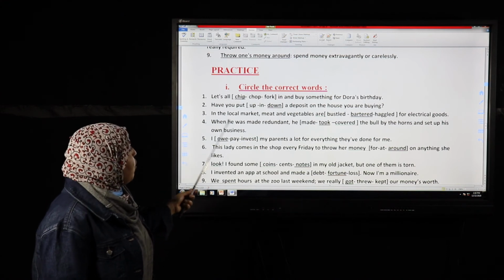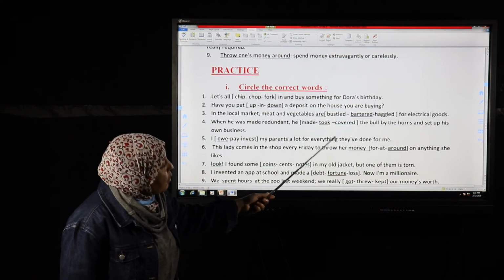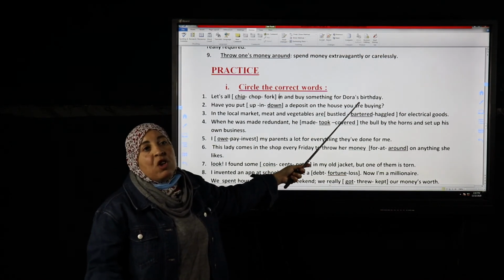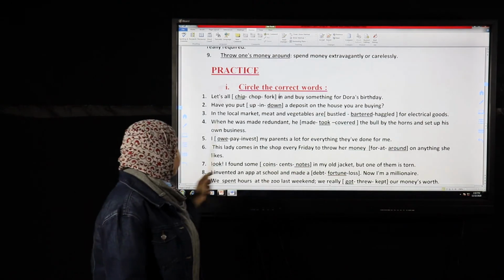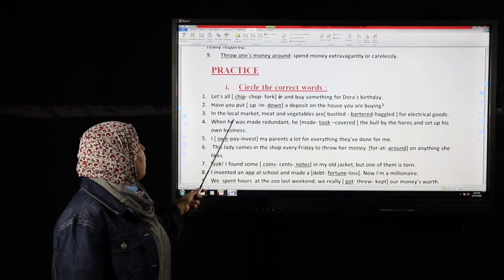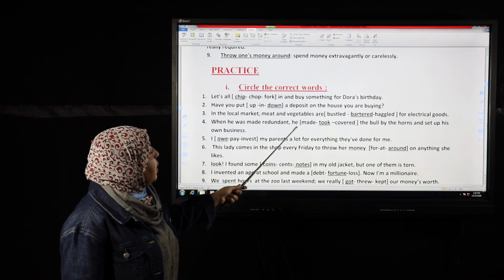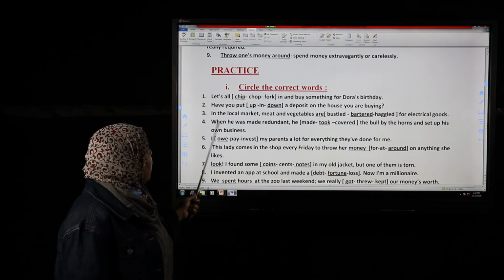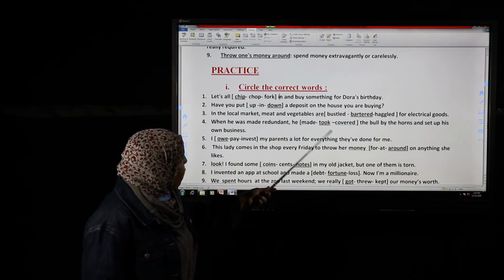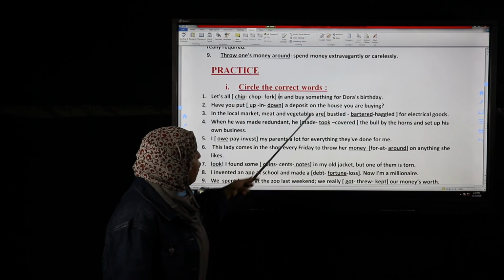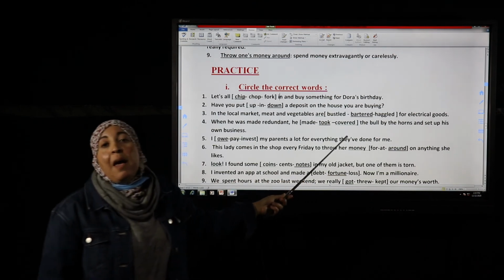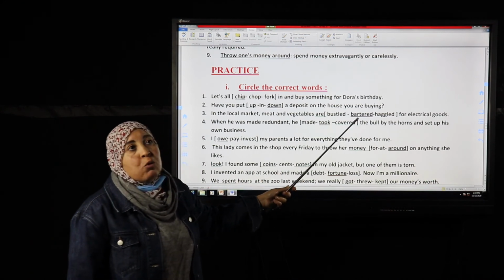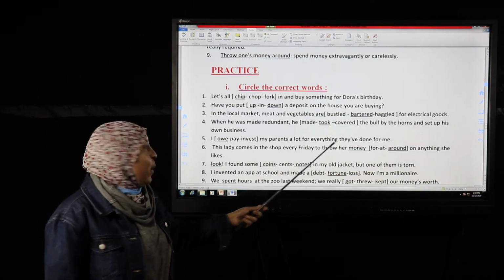Number 3, in the local market, meat and vegetables are bartered for electrical goods. What do you mean by bartered here? It means that we are exchanging, as we said before. Number 4, when he was made redundant, he took the bull by the horns and set up his own business. Here, he took the bull by the horns, because I have here one of the expressions which means to take the bull by the horns, means to face it or to deal with it in a brave way.